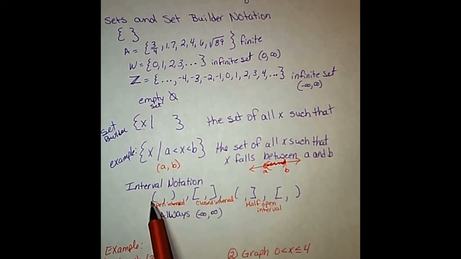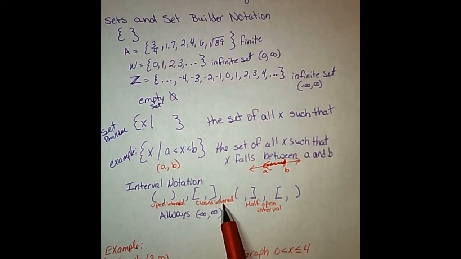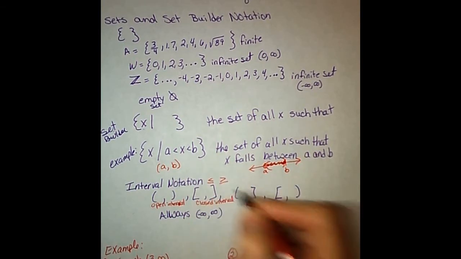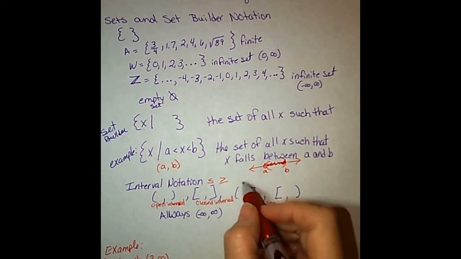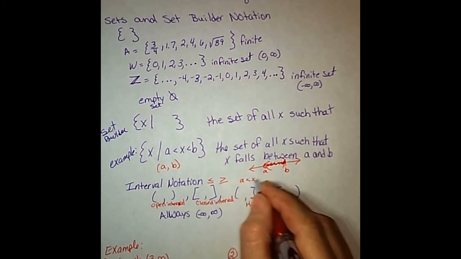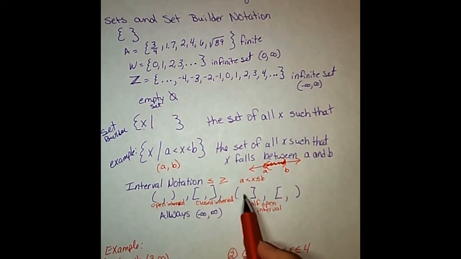Interval notation, if there's parentheses on both sides, then it's an open interval. If there's brackets on both sides, it's a closed interval. This means that we have something like this, right? That means it's closed. If it's half open interval, then that means, let's write an example. A is less than X, where X is less than or equal to B. It's half open. It's open at A, but closed at B.